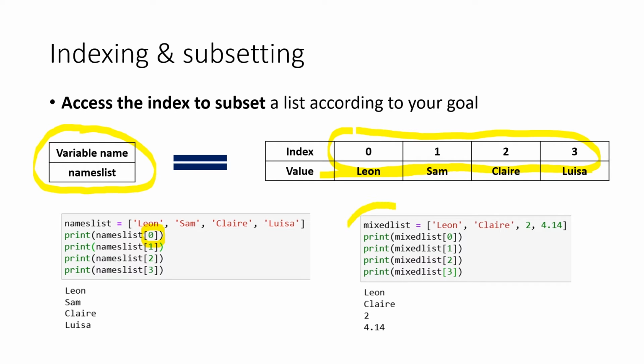Now the same approach obviously applies also to a mixed list. So it doesn't matter what kind of elements you have in a list. Each element has their own index. And if we print out, for example, mixed list and then in square brackets index 2, we have Claire. So that is subsetting and zero indexing in Python. Important for you to know that the first element in every list in this world has always the index 0, and afterwards 1, 2, 3 and more. So please don't forget this.